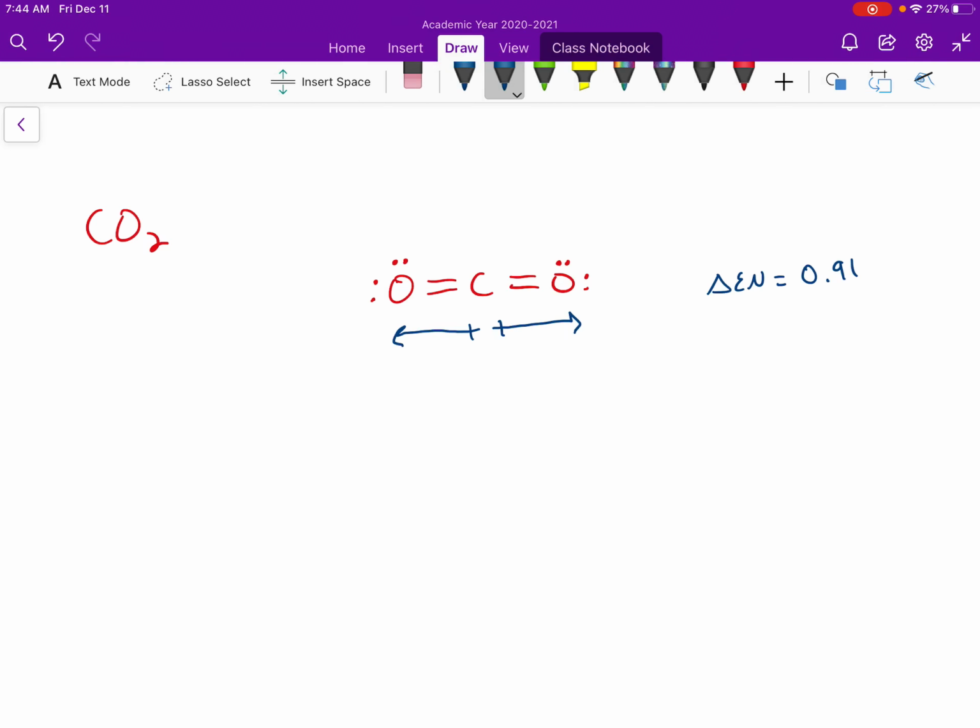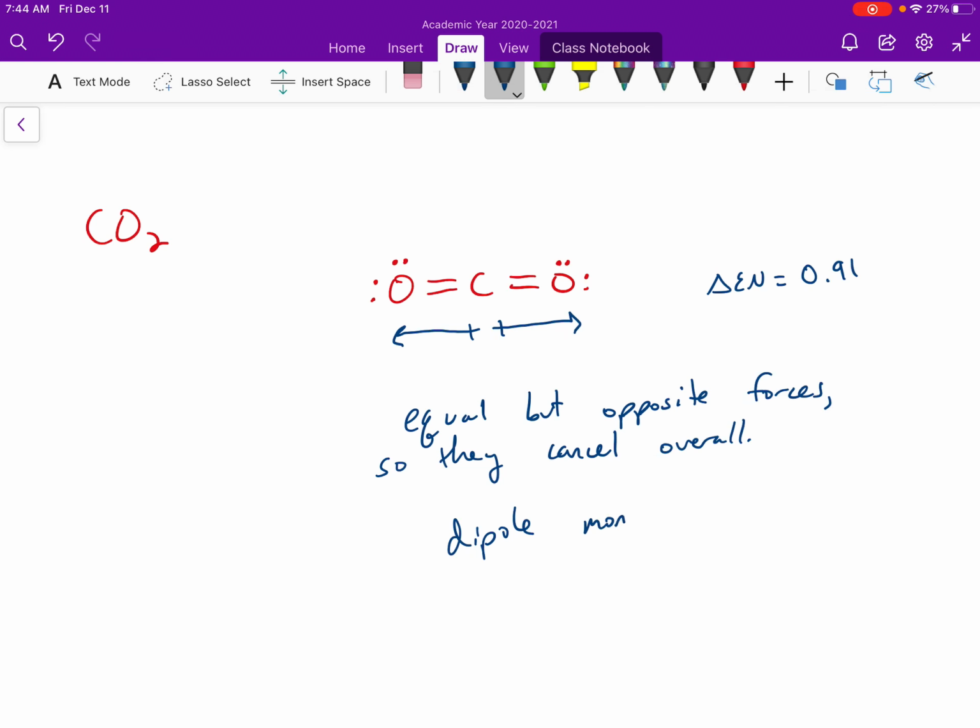However, because this is linear, we have equal but opposite forces. So they cancel overall, right? They negate each other. So I would say CO2 has dipole moments, but is non-polar overall. And I can use my common knowledge to kind of confirm or deny this because I know carbon dioxide's a gas. And it wouldn't be a gas if there was any kind of polarity because the particles would be attracted to each other. And they would be in more of a liquid type state. And that's sort of how I can confirm that.